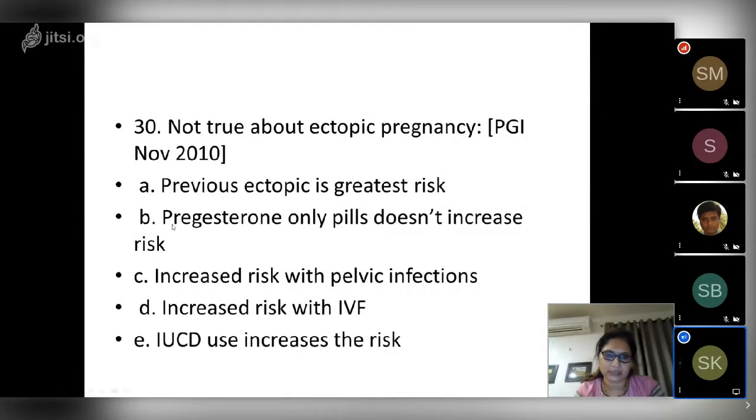So what you're left with is B, right? And also, if you read it properly, progesterone only pills doesn't increase risk is actually a false statement, or a not true statement. Correct? So this is how you might have to come to the conclusion. So here again, your English is tested, hopefully, whenever there is a question like this. So is it clear to all of you?